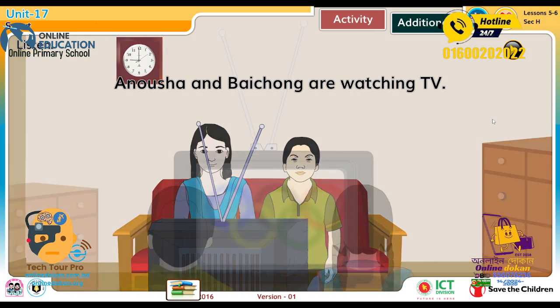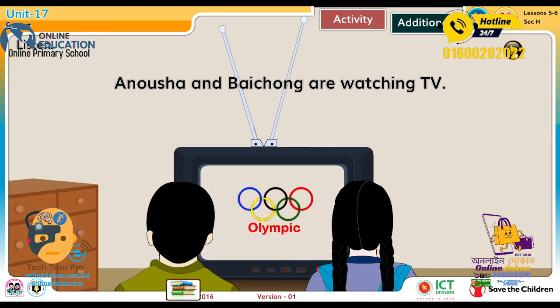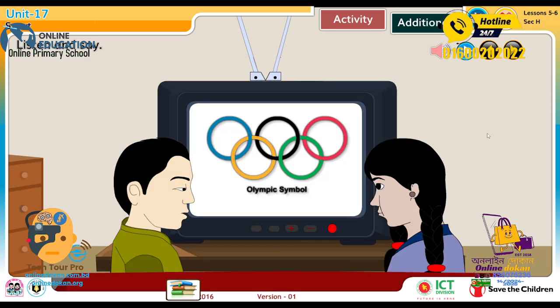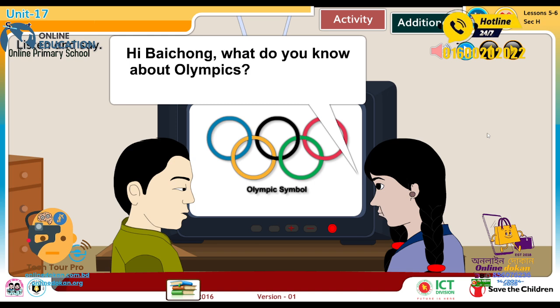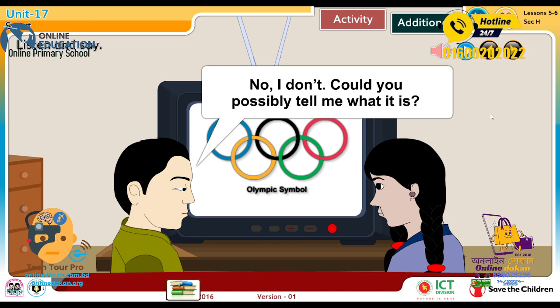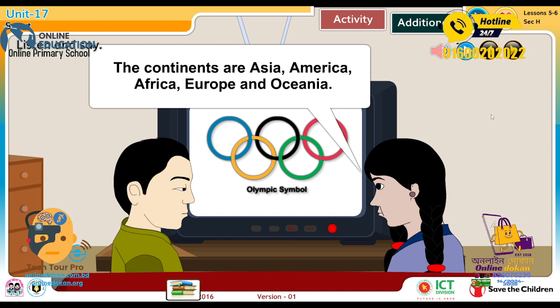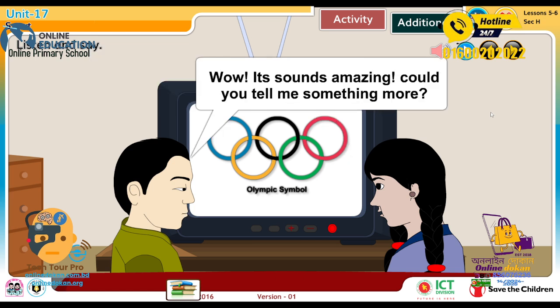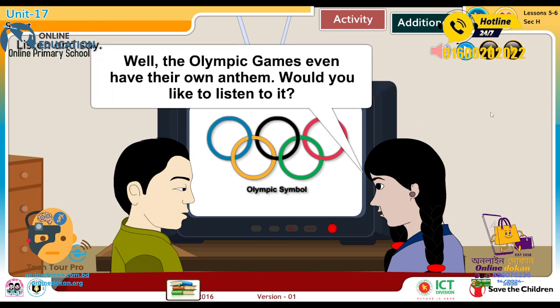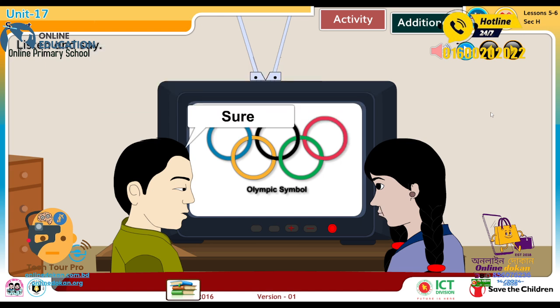Listen. Anusha and Baichong are watching TV. Listen and say. Hi Baichong, what do you know about Olympics? Do you know what these rings represent? No, I don't. Could you possibly tell me what it is? Well, these rings represent the 5 continents that compete in the Olympic Games. The continents are Asia, America, Africa, Europe, and Oceania. Whoa, it sounds amazing. Could you tell me something more? Well, the Olympic Games even have their own anthem. Would you like to listen to it? Sure.